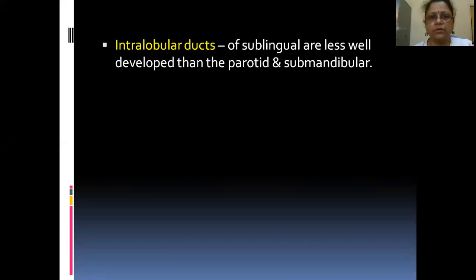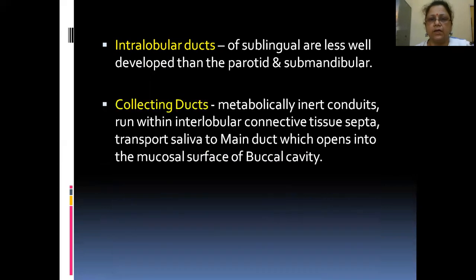Then, as you know, it continues with the interlobular ducts. Interlobular ducts of the sublingual gland are less well developed compared to the parotid and submandibular glands. So the interlobular ducts go to the lobar ducts and collecting ducts. These are the bigger, larger ducts, metabolically inert conduits that run within interlobular connective tissue septa and transport saliva to the main duct, which opens into the mucosal surface of the buccal cavity.